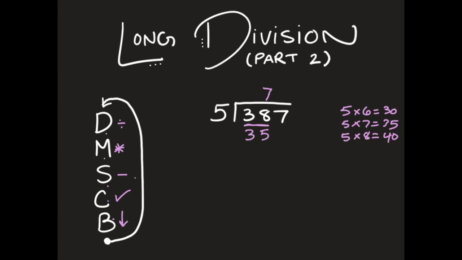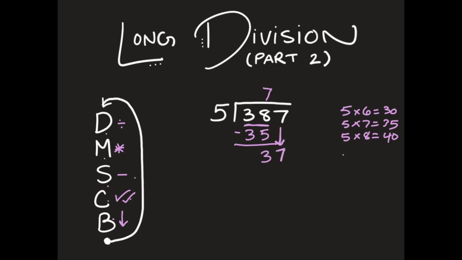Now I'm going to subtract. 38 minus 35 equals 3. I'm going to check. Is 3 smaller than 5? Yes. So now I can bring down my 7. And now I have 37.